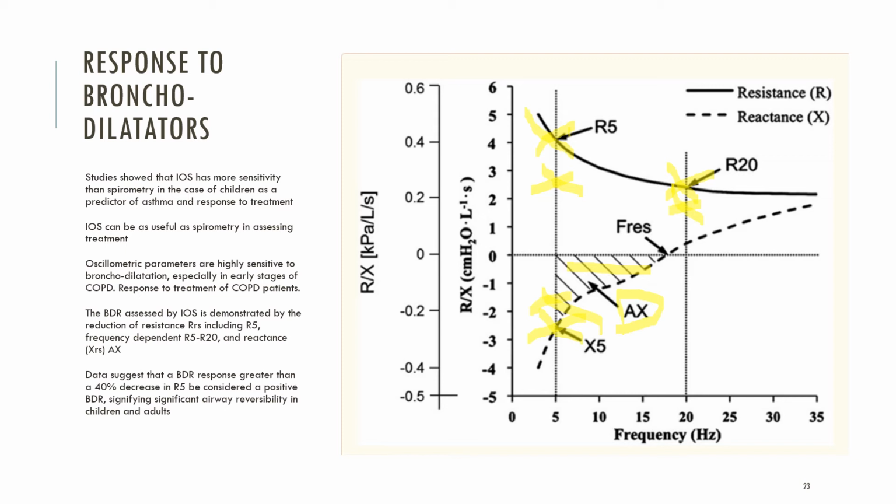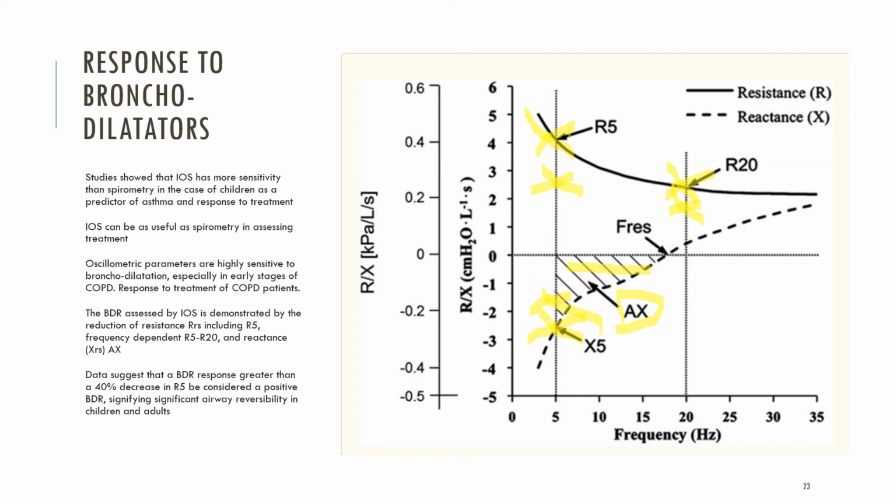They have shown that IOS is much more sensitive than spirometry in the case of children as a predictor of asthma and, most importantly, a response to treatment. It's very good to use with spirometry, but sometimes children under 6 years of age don't really do good spirometry, yet with this test, you get some really good results.